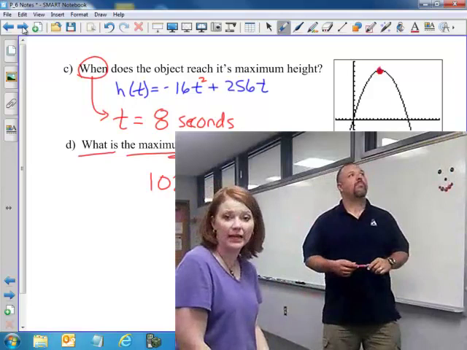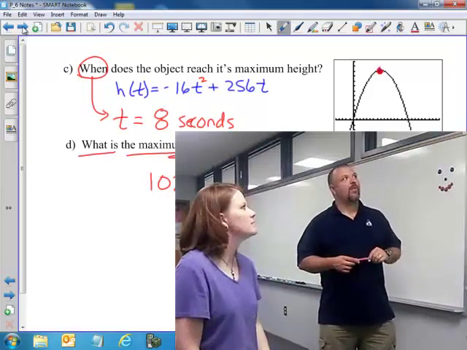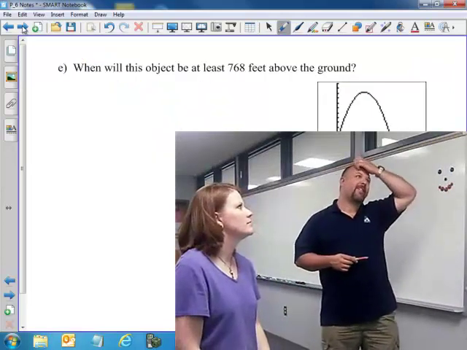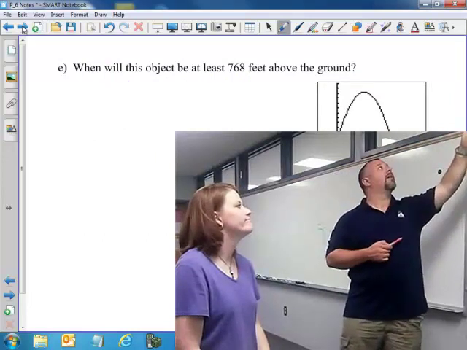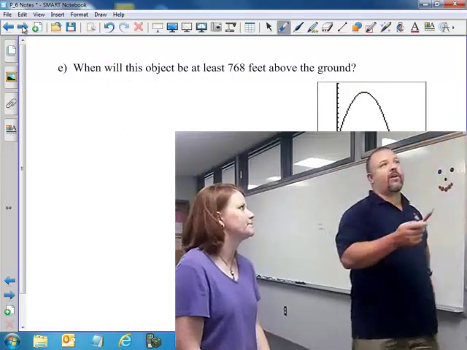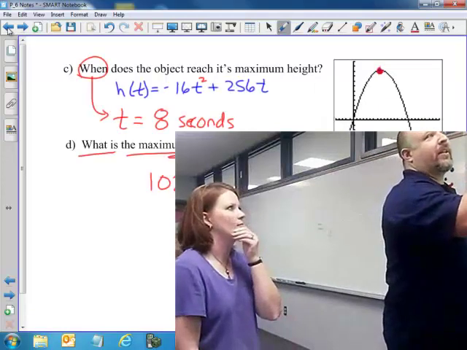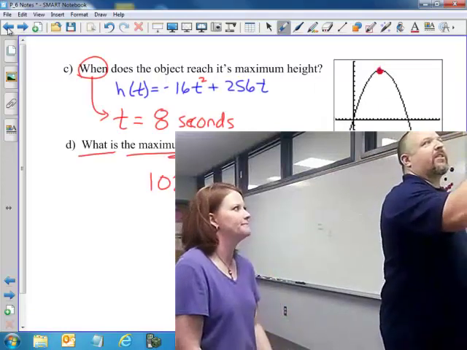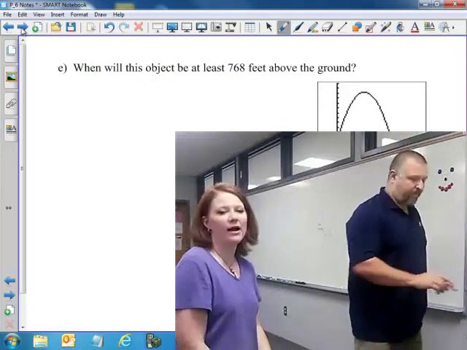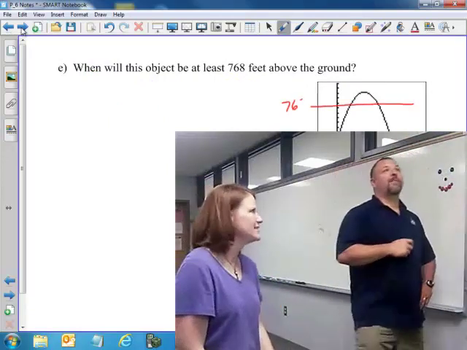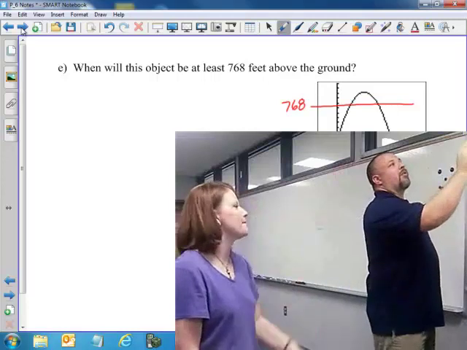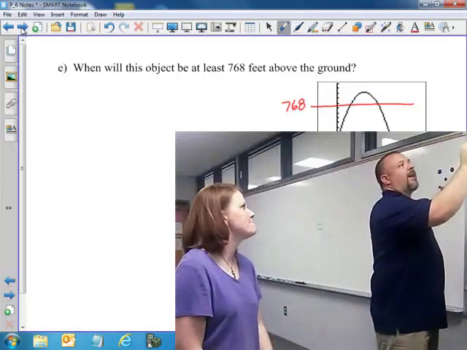Okay. All right, so one more part here, and we're going to tie this into what we've been doing with inequalities. Now we're asking when this object will be at least 768 feet above the ground. Well, we just figured out that it gets to a maximum of 1,024. So 768 is going to be somewhere less than that. So why don't we say that's about there. 768, just for fun. You probably want to graph that on your calculator. You might actually want to make that y2.